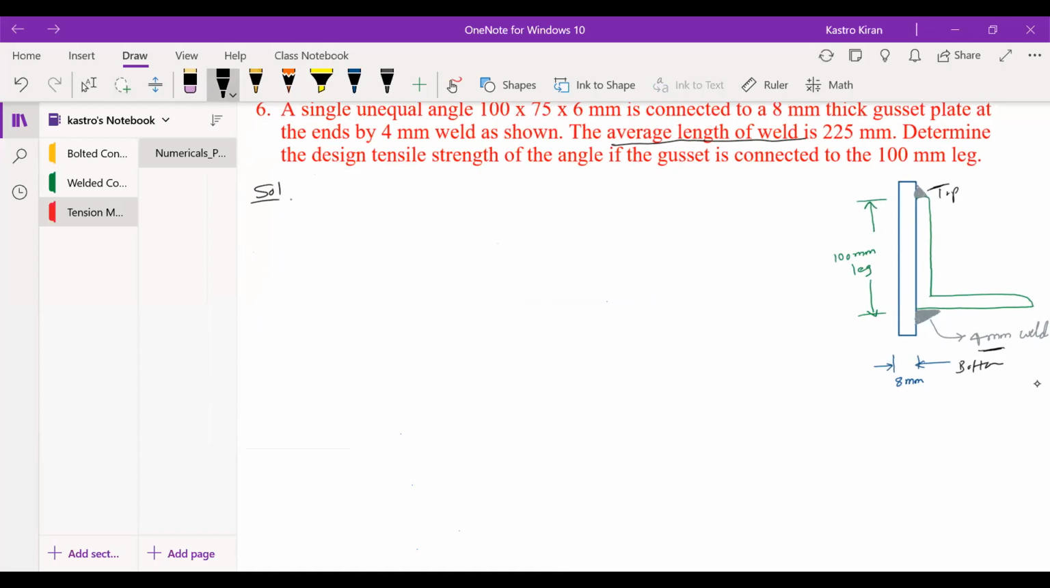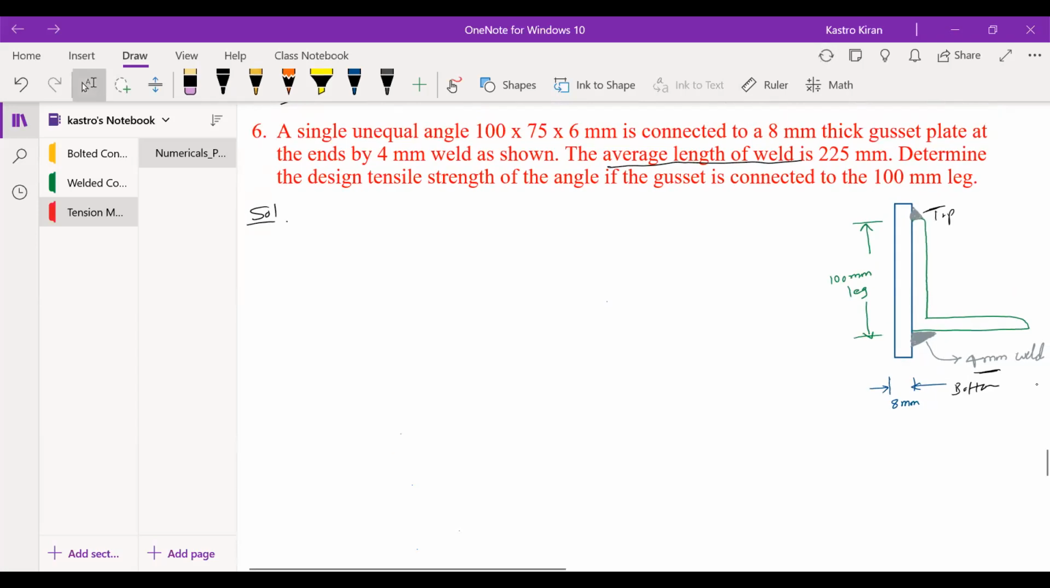So here what they have given is an angle section. What is the angle section that is given? ISA 100 by 75 by 6 mm. This is the one thing they have given, and they have also given the thickness of gusset plate, which is 8 mm.